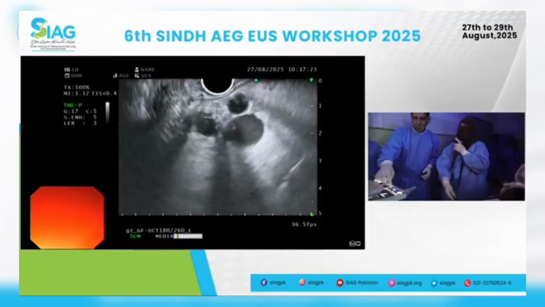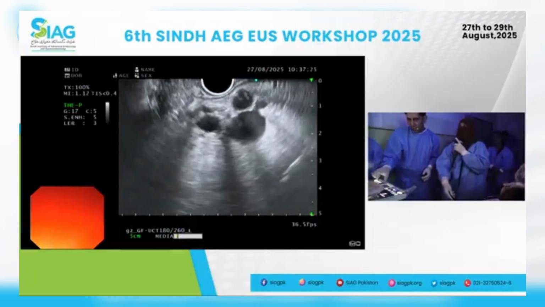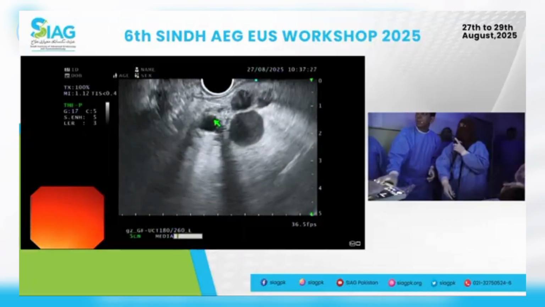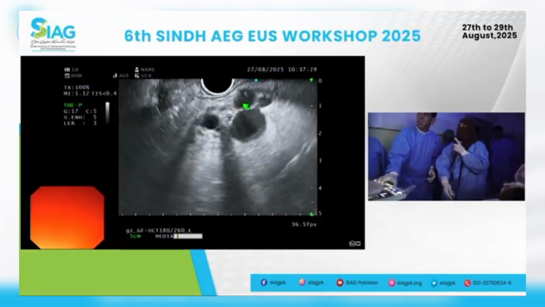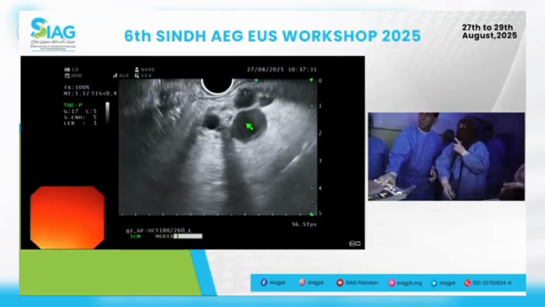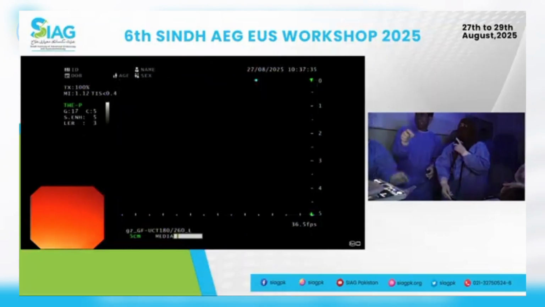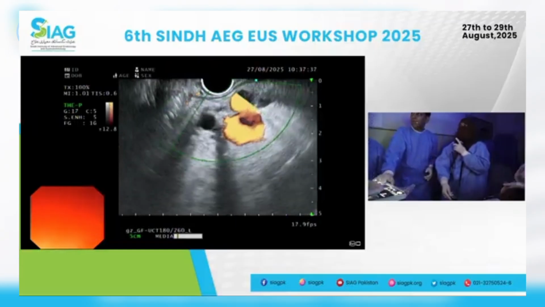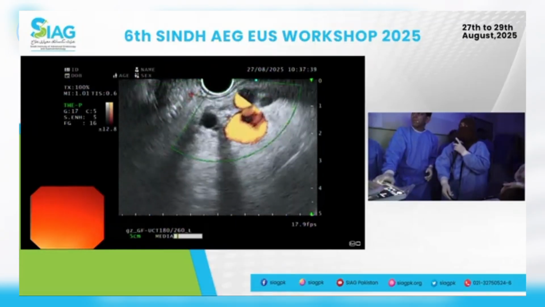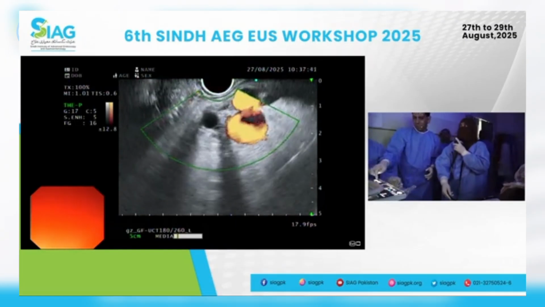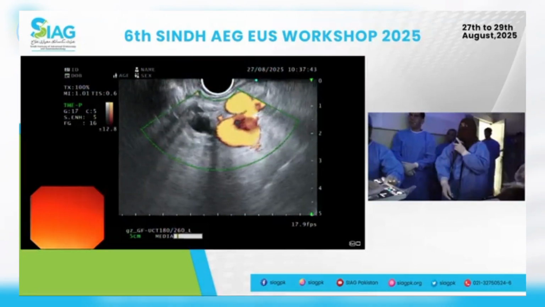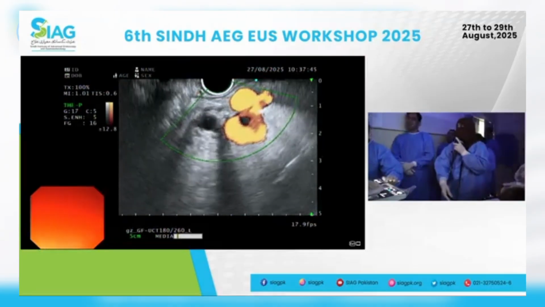Good. Okay, let's go back. Where's the pointer? Nadeem, can you use the Doppler? Good. So splenic artery, and the vein, splenic vein. And this one is the pancreatic duct. So splenic artery, splenic vein, PD, dilated PD.